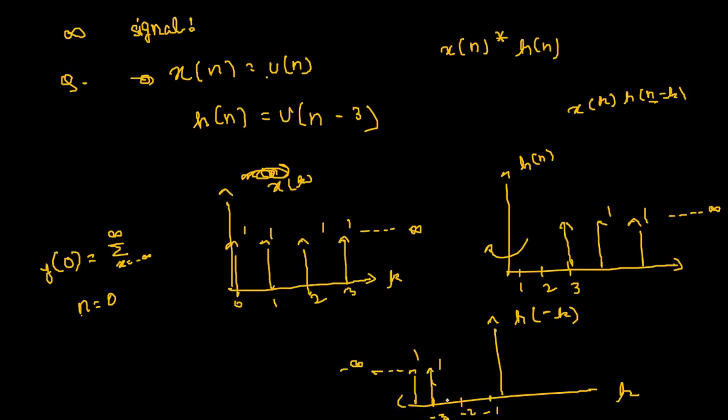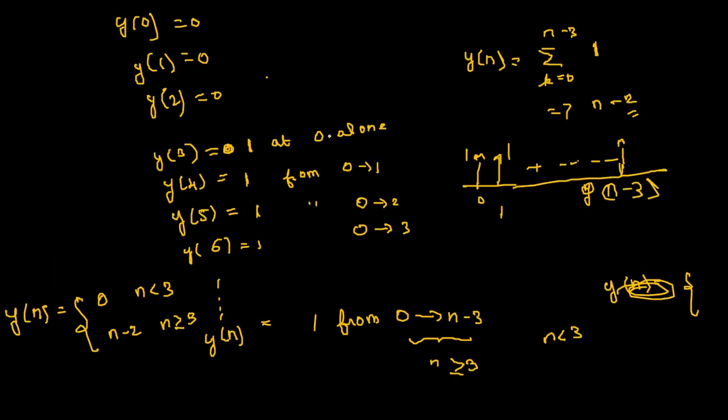And similarly, even if you shift it to the right by 1, and then even by 2 units, there is no common region between h of minus k and x of k, right? So even for h of 2 minus k, the graph would be at minus 1 we have 1, and so on we have 1 till infinity. But there is no common region between x of k and h of 2 minus k, right? So because of that, even at y of 2 we have 0.